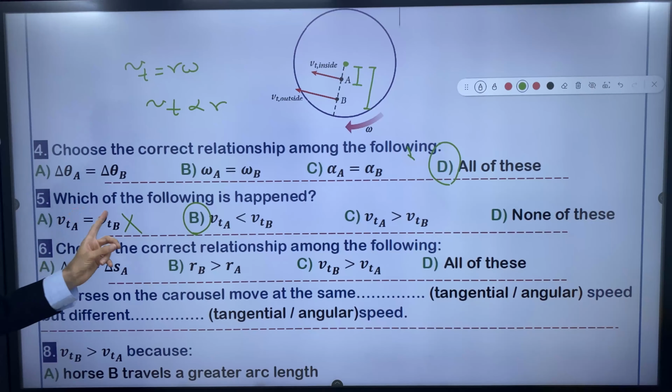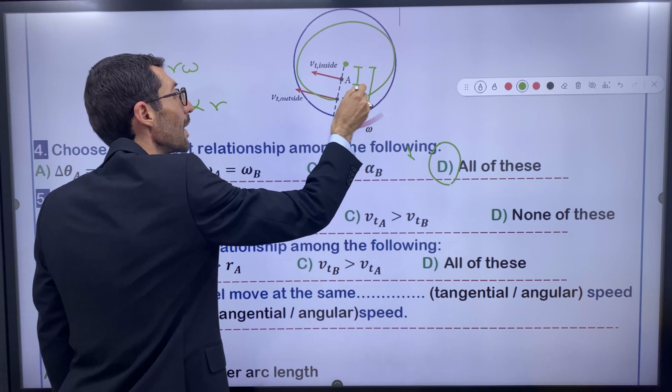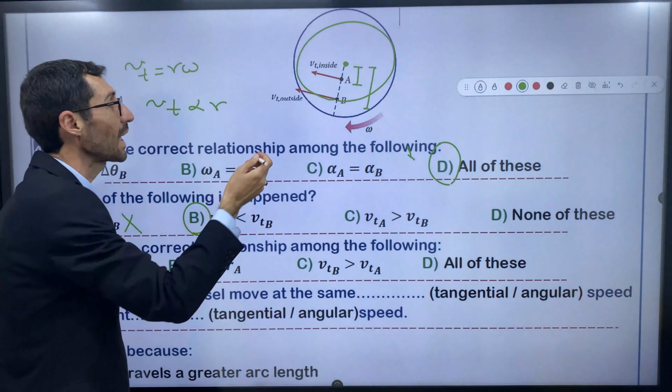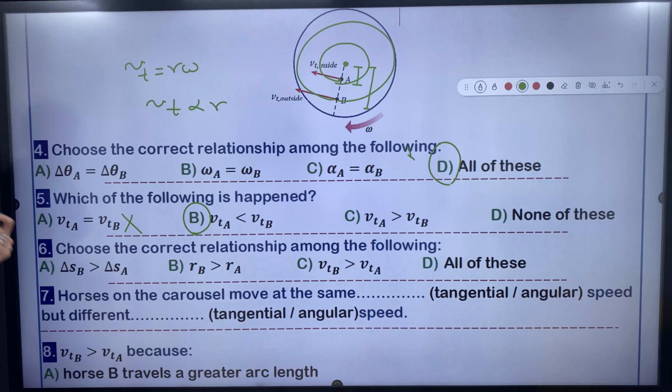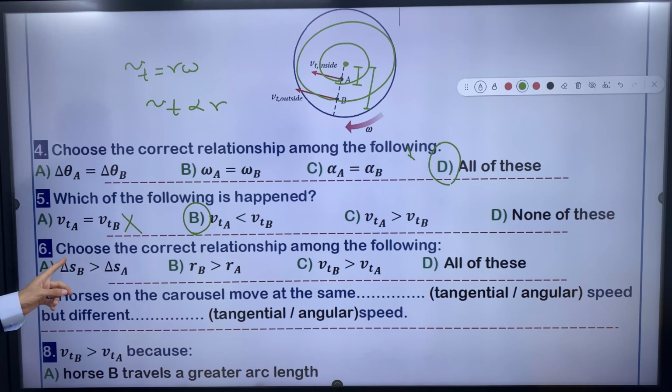Number 6, choose the correct relationship among the following. So which relationship is true? Delta S of B is greater than delta S of A. Is it true? Of course it's true, because B moves in a longer circular track, but A moves in a shorter circular track. That's why the arc length that B traverses is greater than the arc length that A traverses. So till now it's true.